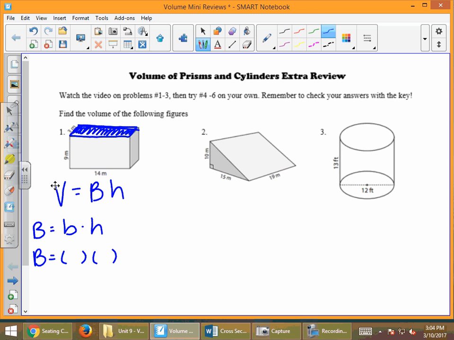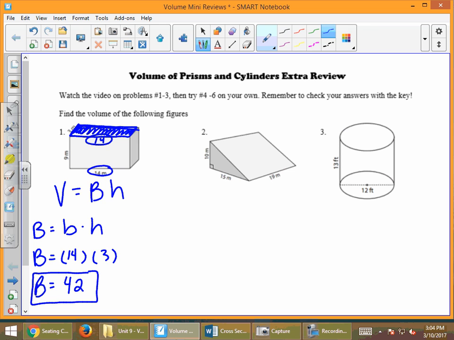Well, the base of our base is 14, because if this piece is 14, right here, that means this piece is also going to be 14. The height of our base is 3. And all you have to do is just plug that into your calculator. You're going to do 14 times 3, which is 42. You have to remember that's not our answer, that's just the area of the base.